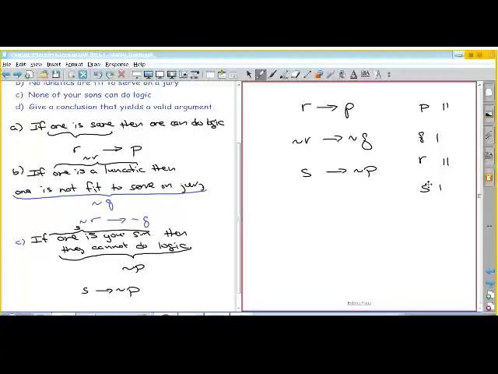So you can see that Q is mentioned one time and S is mentioned one time. So we can choose either one of those to be the first premise in our argument. So which one am I going to choose? Let's choose this one because it starts out with S instead of the negation.